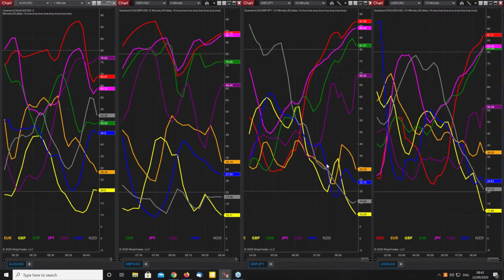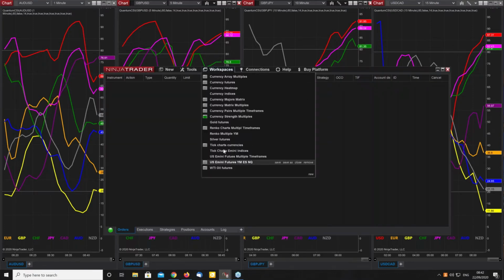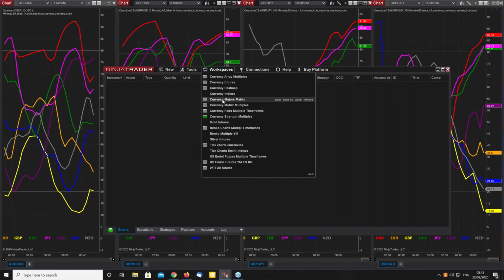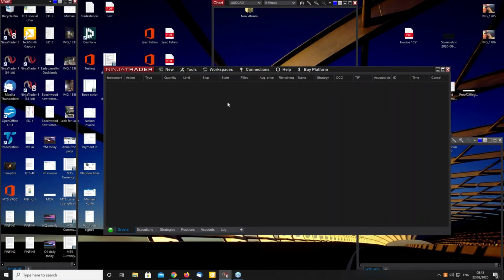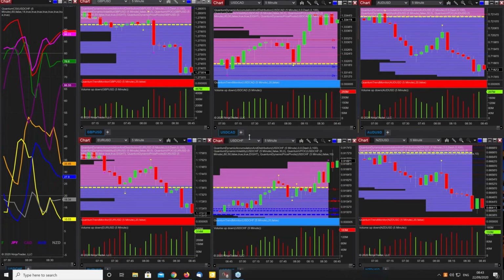You look down at the bottom here. You've got the Aussie, the New Zealand, the euro, the pound. They are all pretty much going in the same direction. So it's a question of teasing this information out the whole time. Let's go back onto the charts, see what's going on. Let's go back onto the majors matrix again. There we go, that's what we're seeing.